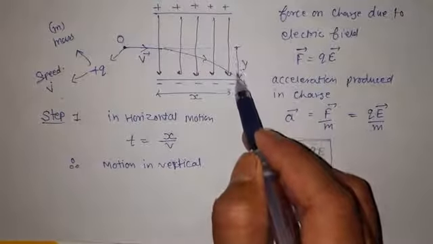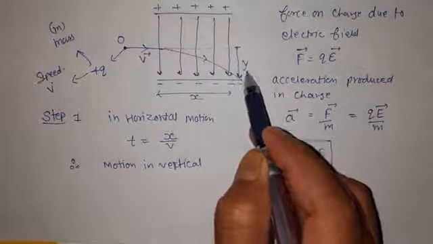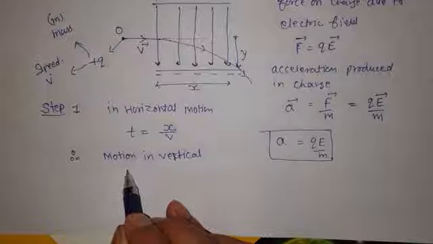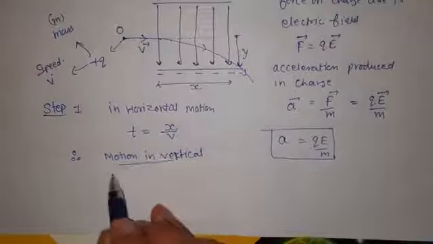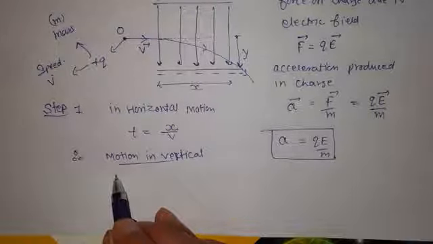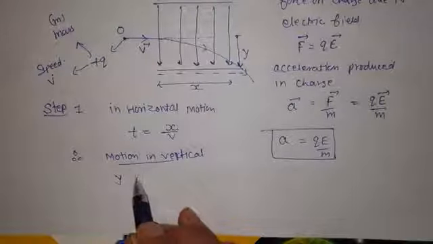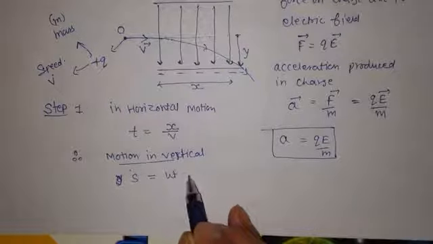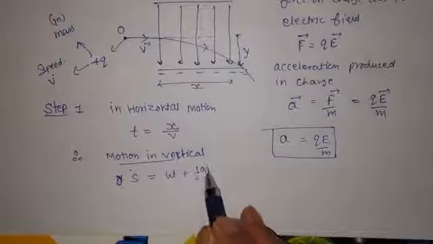The particle will move in the vertical direction as much as it moves horizontally. So this is vertical displacement. How much is this vertical displacement? For this we are using the second equation of uniformly accelerated motion. So what is this equation? S equal to ut plus half at square.